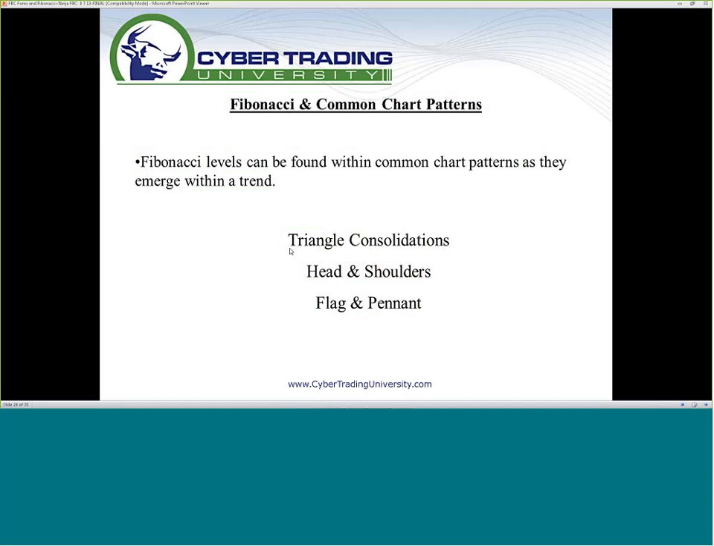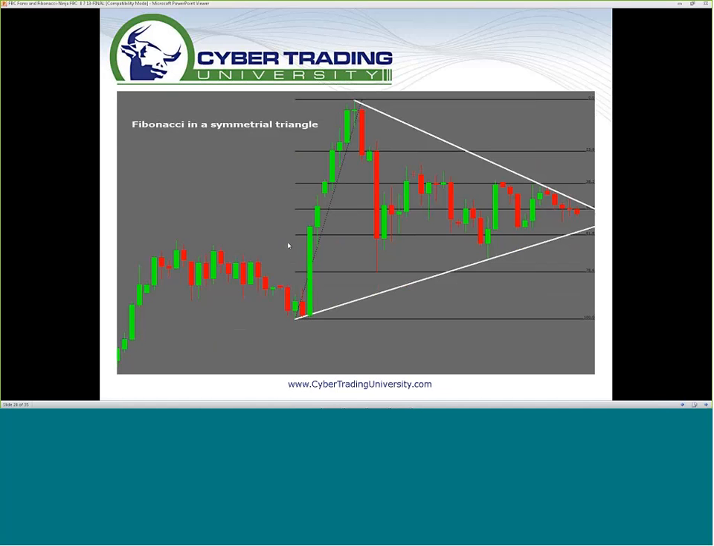Now, Fibonacci certainly can be found in very common chart patterns. In fact, I always like to look for Fibonacci inside the chart patterns, such as, for example, triangle consolidation patterns, head and shoulders, flag and pennants. For example, Fibonacci is found in the symmetrical triangle.